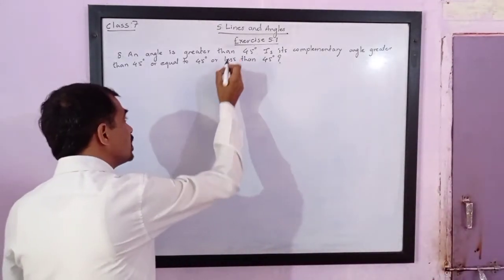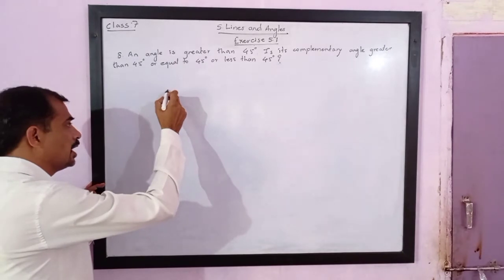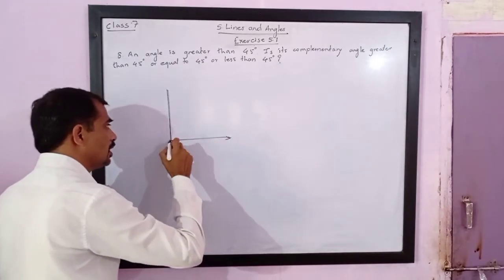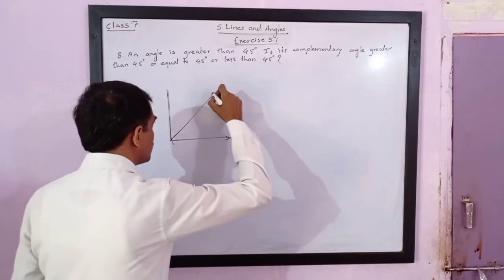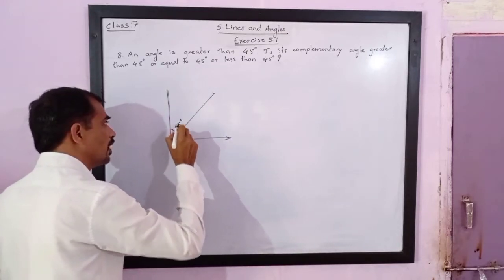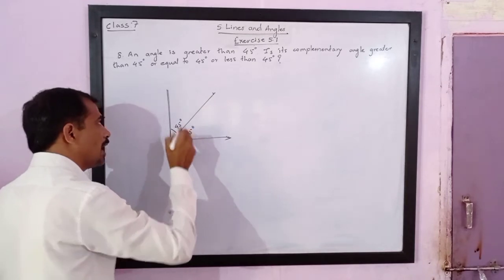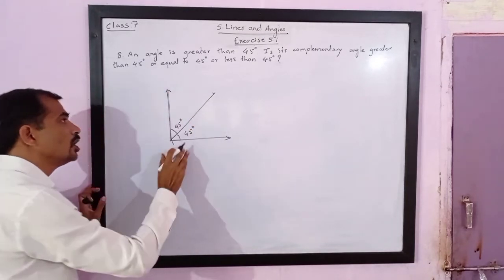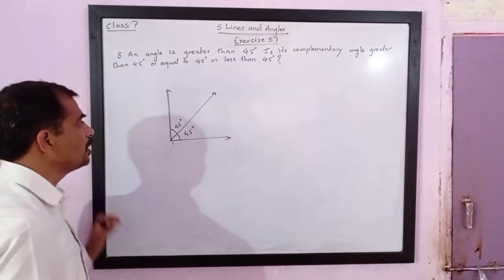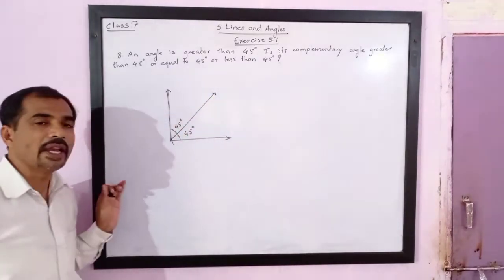Now let us try to understand. Complementary angles means their sum is 90 degrees. That is, you can say that these angles are complementary angles. So if one is 45, then the other is also 45 degrees. It means their sum will be 90 degrees. So you can see here, two angles are complementary if their measure is 90 degrees.